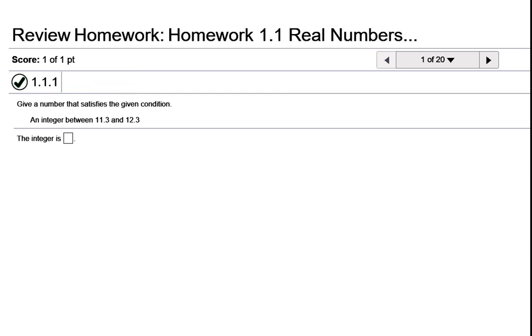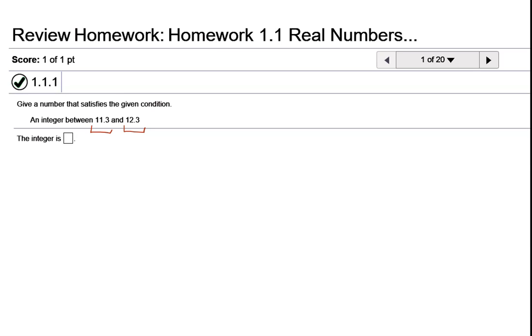Okay, so this will be number 1. You don't have to write everything down, but some of this. We want an integer between 11.3 and 12.3. Now, what is an integer?